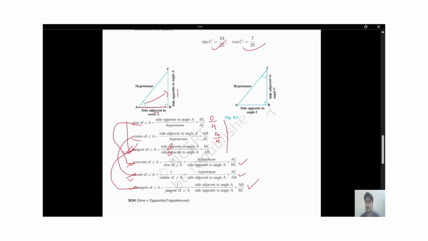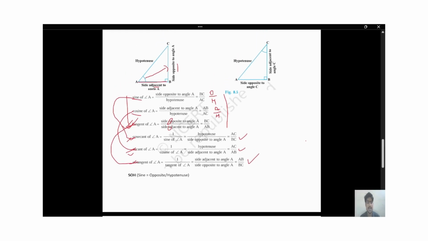So how do we remember it? See here. SOH for the sine. That means S for sine, O for opposite, H for hypotenuse, SOH. Similarly, for cosine, you can simply say CAH. So friends, can you tell me what the function is for tan? Can we write T along with O, because it takes the opposite and adjacent, so it's TOA. So SOH, CAH and TOA.